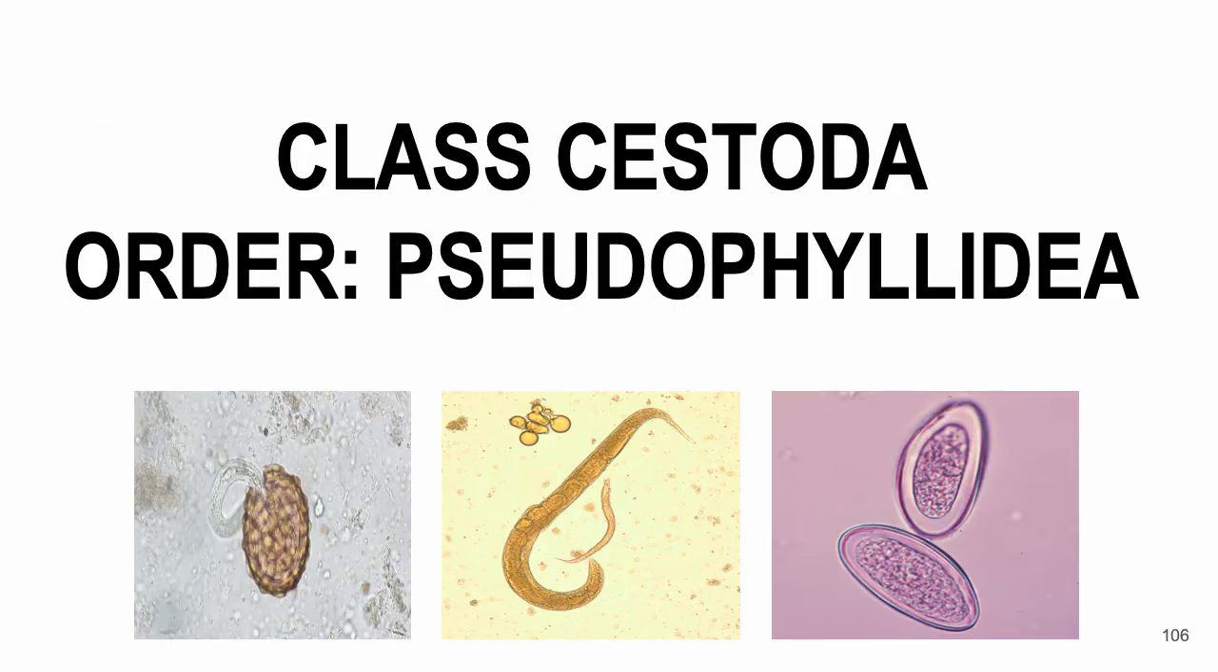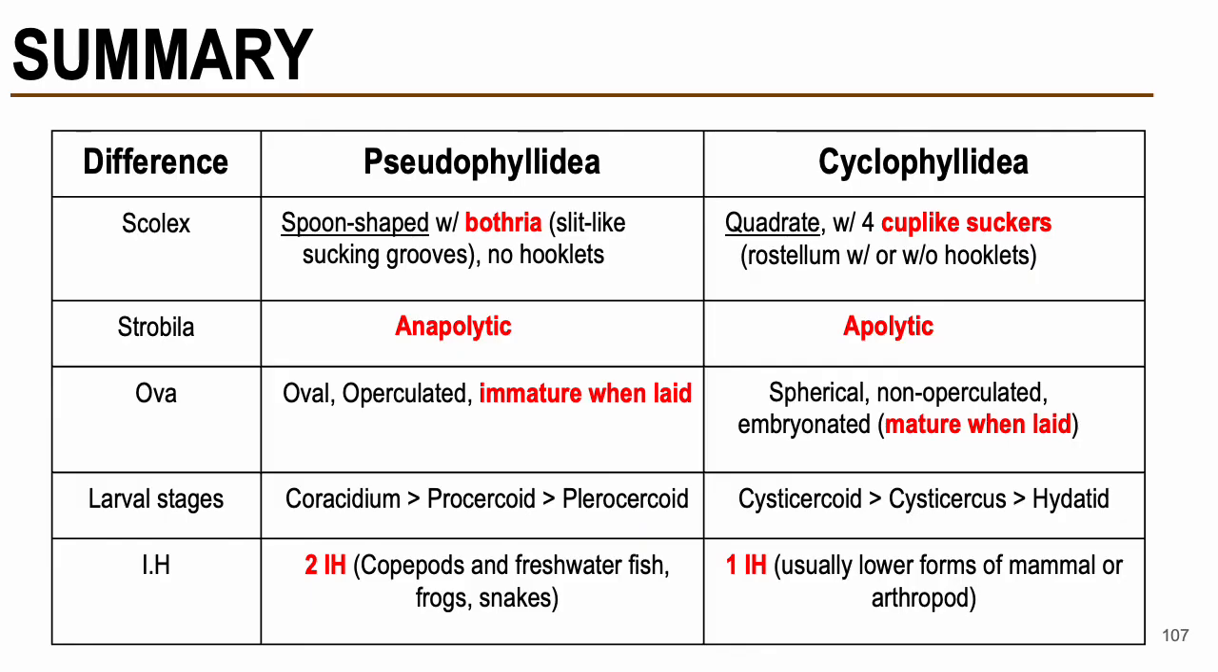So now let's move on to the order Pseudophyllidea. Again, to give you a recap, so Pseudophyllidea tapeworms include Diphyllobothrium latum and Spirometra species. Again, here is the difference between Pseudophyllidea and Cyclophyllidea tapeworms. For the Pseudophyllidea, their scolex is spoon-shaped or spatulate with bothria. So instead of cup suckers, they contain sucking grooves with no rostellum nor hooklets.